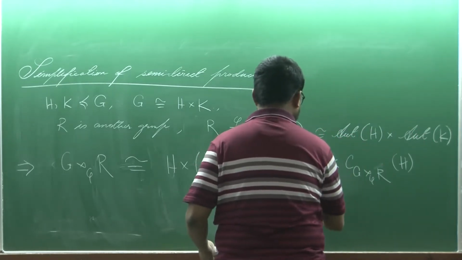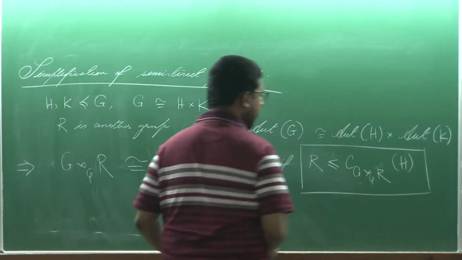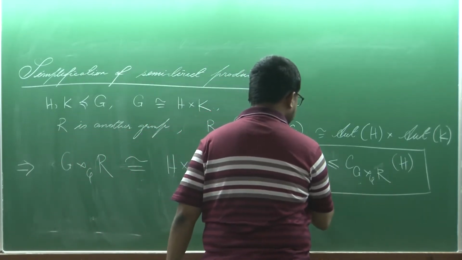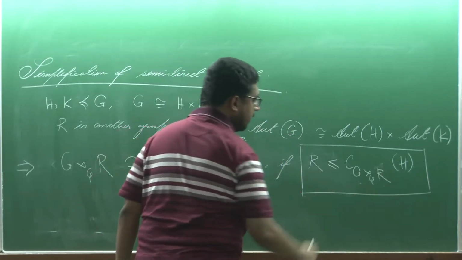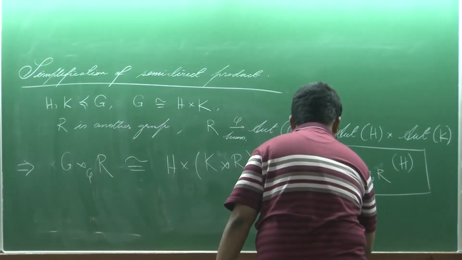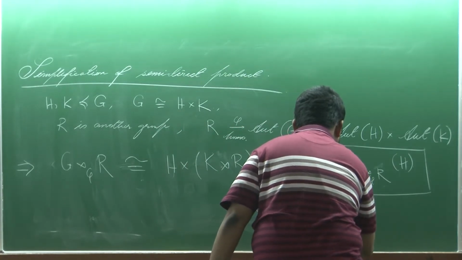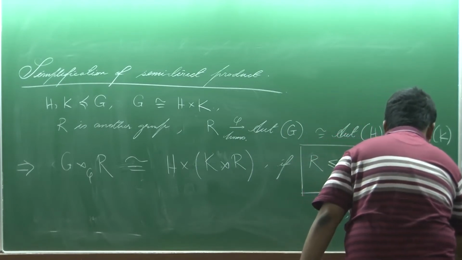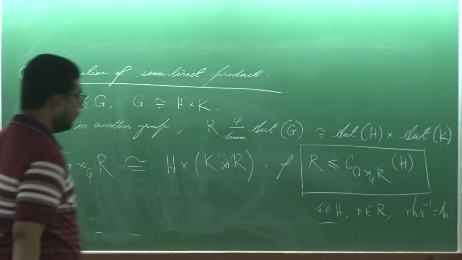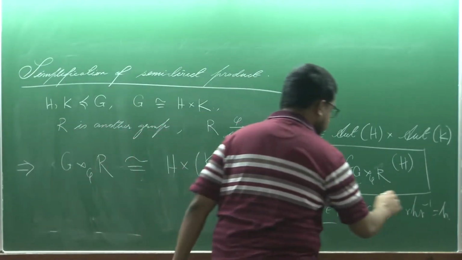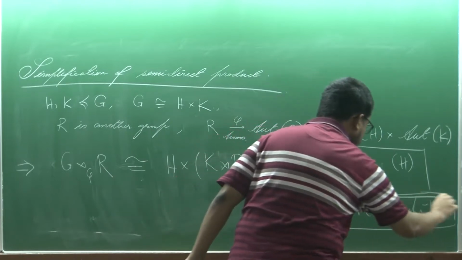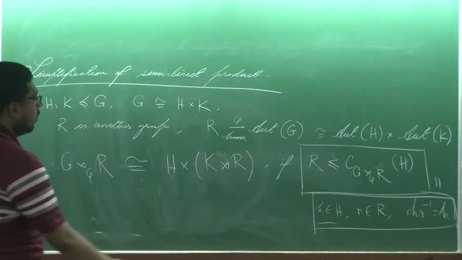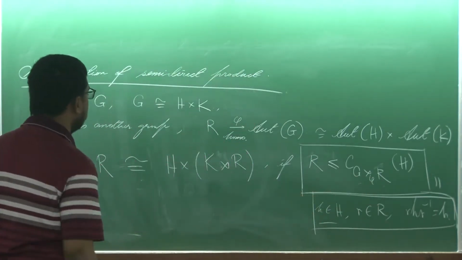Let me first try to explain what this means. In this semidirect product, it says that every element of R centralizes H. So in this group, if we take h in H and r in R, then r h r inverse is going to be h. Suppose this is the situation. This is what it means, and this is the semidirect product that I would like to simplify.